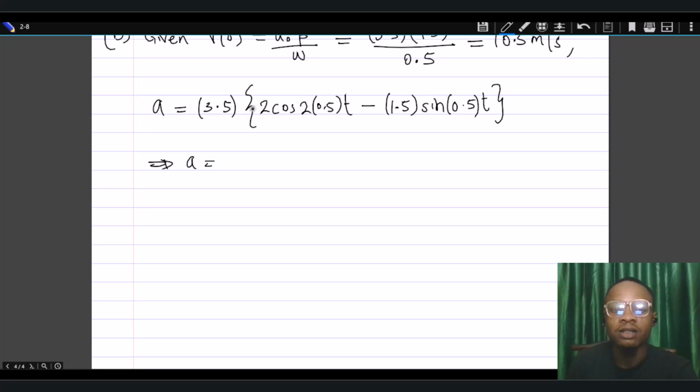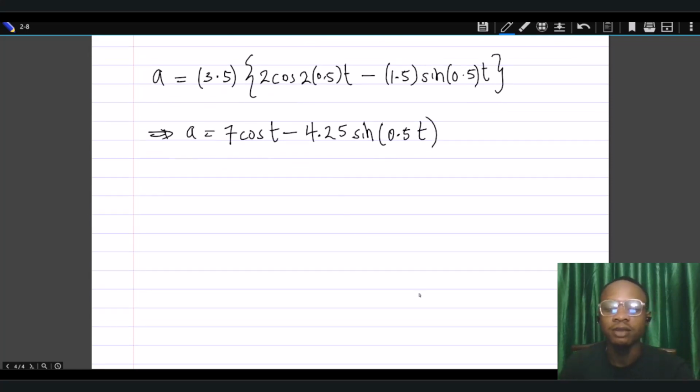So let's tidy that up. That's going to give us 3.5 times 2, that is 7. So this is 7 cos 2 times 0.5 t, that's 7 cos t. Then this is going to be minus 1.5, so this is 3.5 times 1.5, so that is 1.75 plus this. I think that is 4.25. I'm not sure of that, so we check with our calculator. Sine 0.5 t, so that should be 5.25 or something.